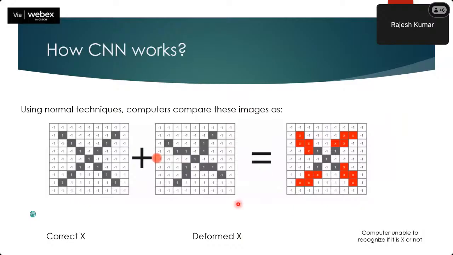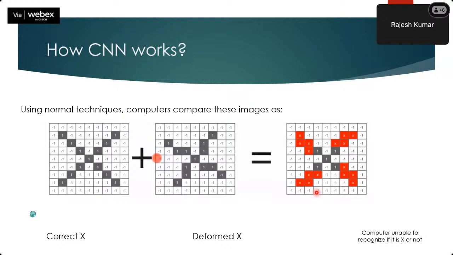So as a human, how do we do it? If this one is my stored image in my memory, and this one is the deformed image, I combine them, and then I see how many points give me a match. Based upon that matching we can comment on whether it is X or not.